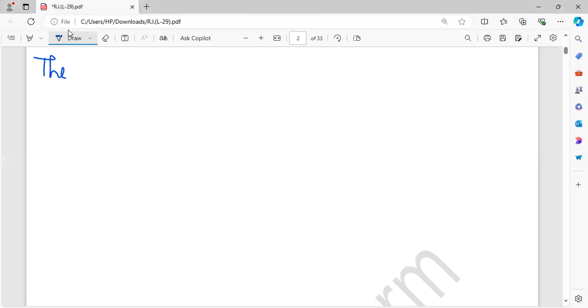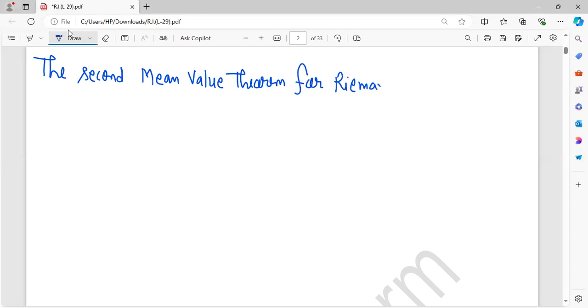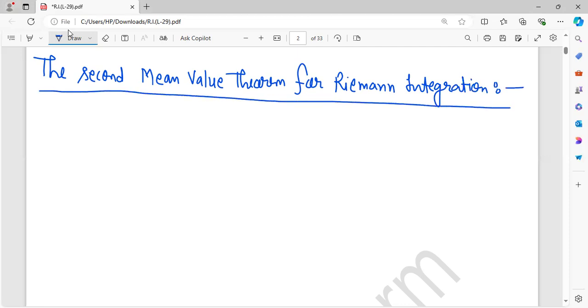So second mean value theorem for Riemann integration. Okay. So let's see what is its statement.